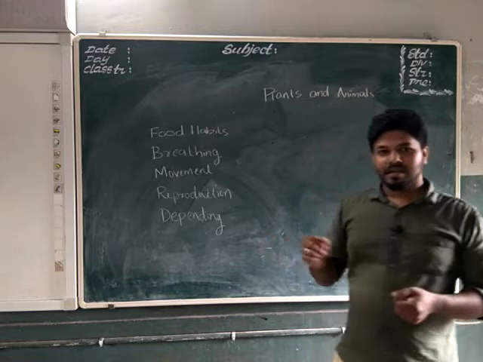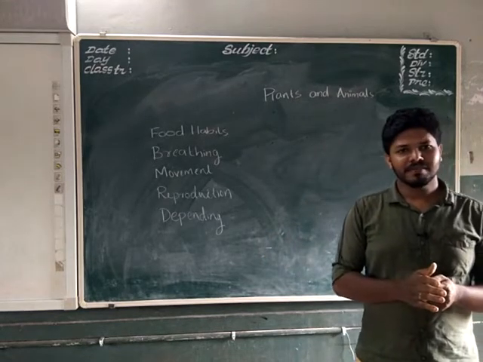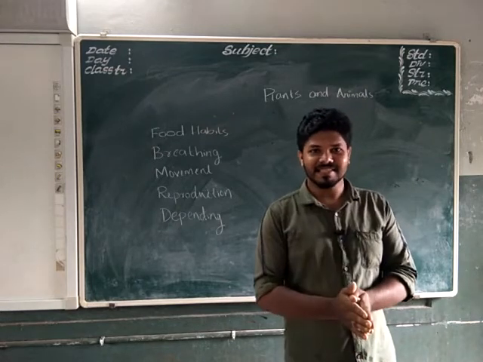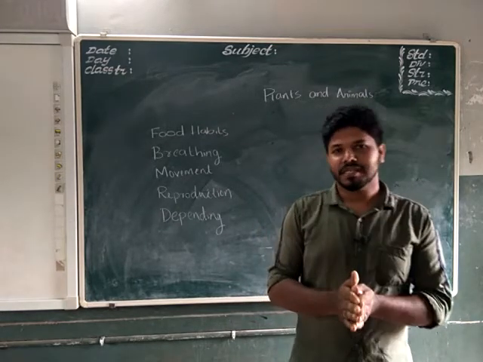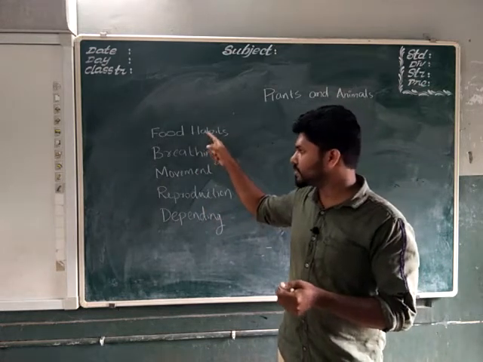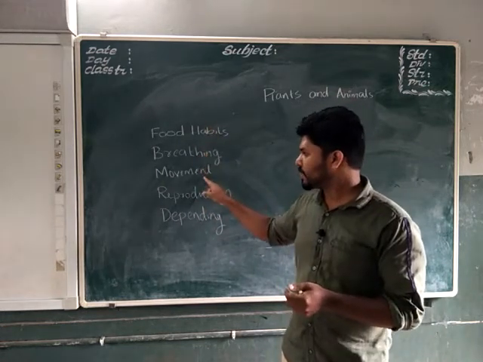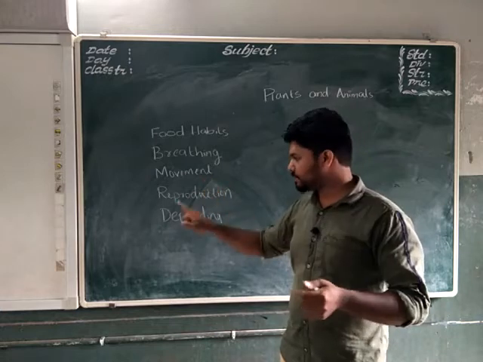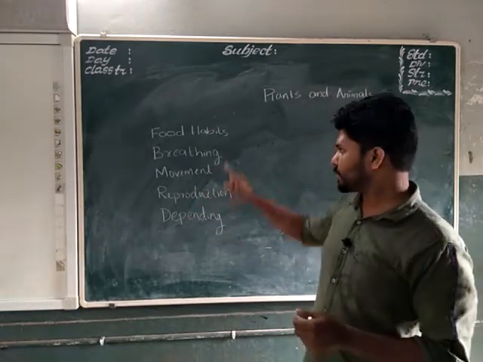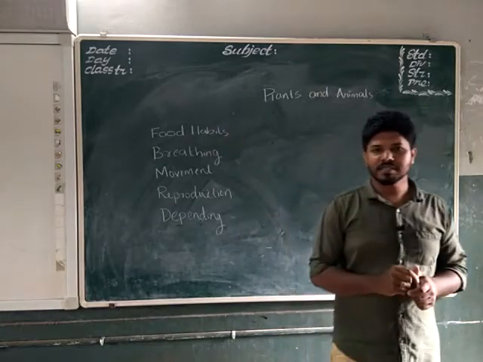See, plants and animals are which type of thing? Living thing or non-living thing? They are living things, isn't it? They have many characteristics. These characteristics are food habits, breathing, movement, reproduction, and dependence. I will explain this term when we reach that point. Okay. See, our first thing is food habit.